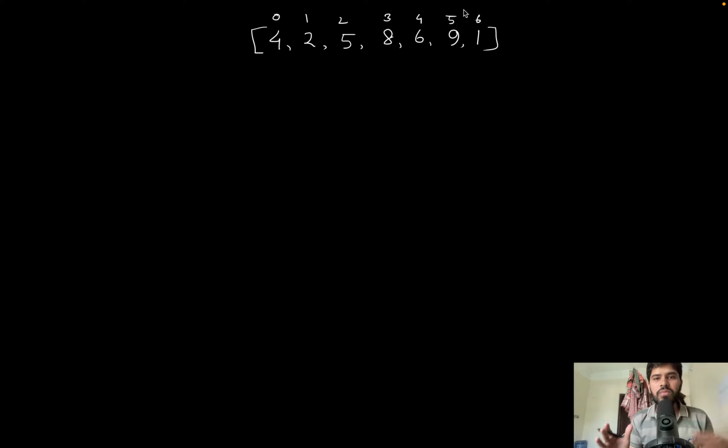For the sake of understanding, let's assume we are given this array of integers: 4, 2, 5, 8, 6, 9, 1. Let's write out the index numbers. The index of 4 is 0, 1, 2, 3, 4, 5, and 6. All right. So we are given an array. We have to sort that array using merge sort algorithm.